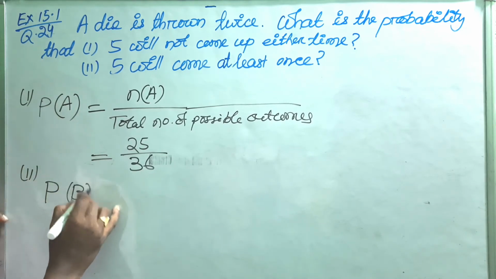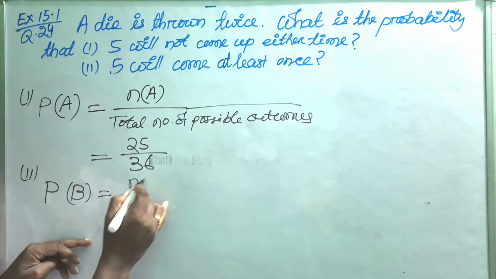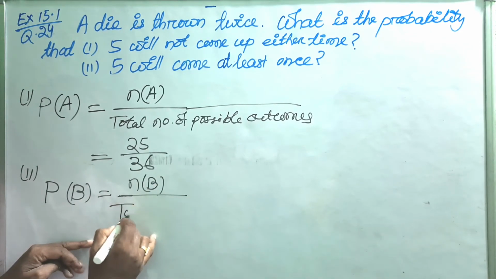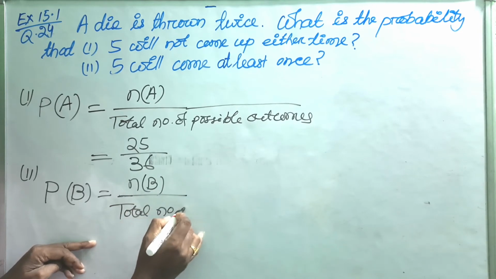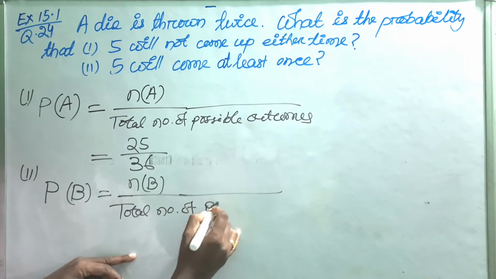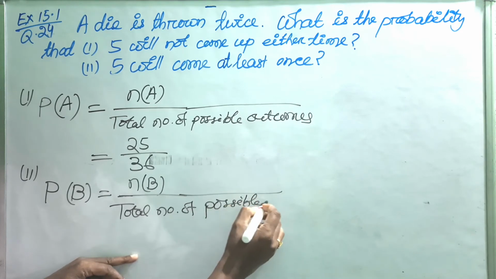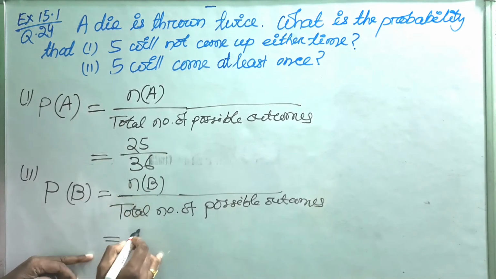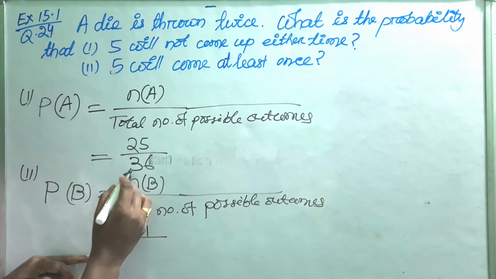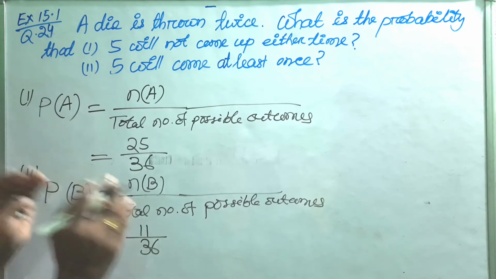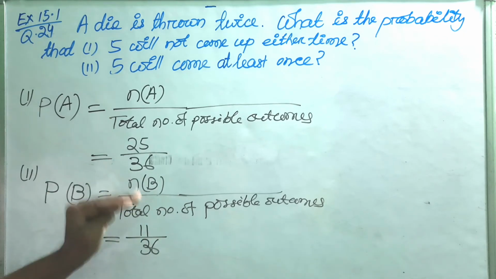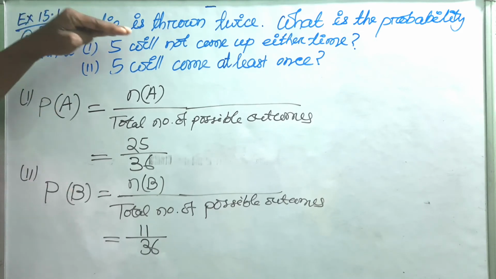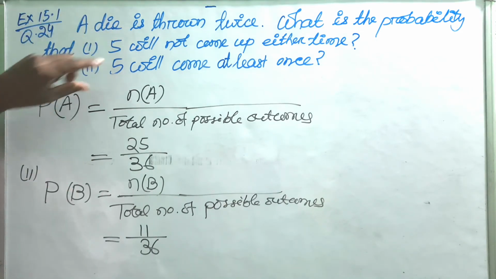Then the probability of B is, you know, NB is how much? 11. Okay. By the total number of possible outcomes you have to write here. So NB is 11, then the total is 36. So 11 by 36. So this is the probability of event B. We have already denoted this one as A and this one as B, so you need not write this sentence here.